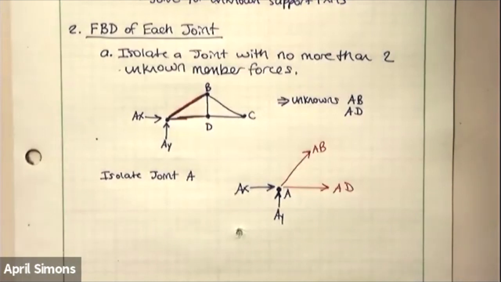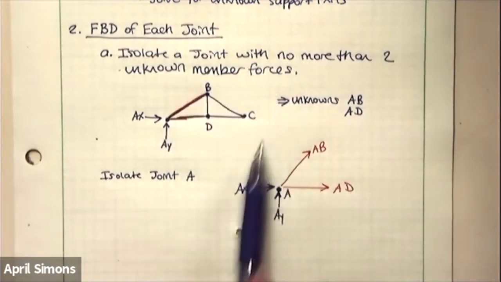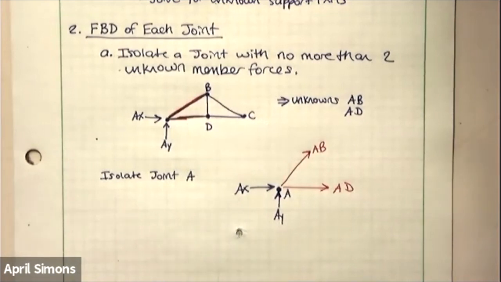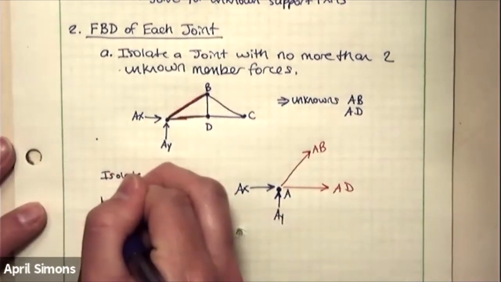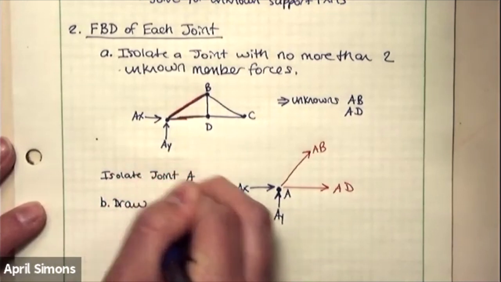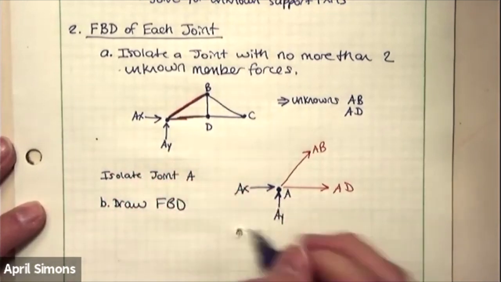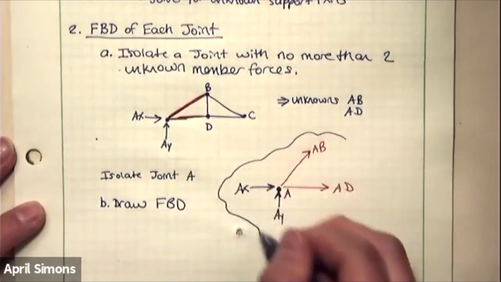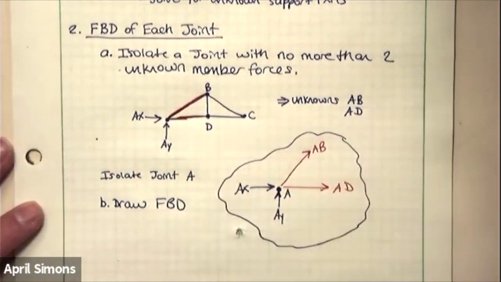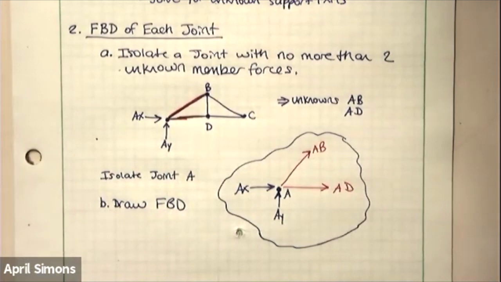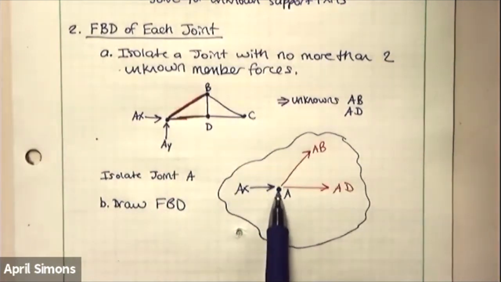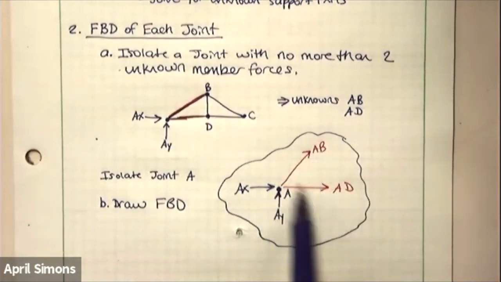Okay. Some more notes about this is basically when we isolate this joint, we want to draw the free body diagram, which is what we've done here. Again, this sort of represents equilibrium of a particle. So we have an object here. We've got forces acting on the object. All of those forces are concurrent.